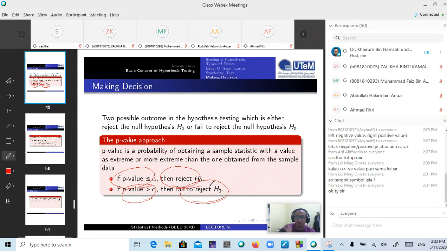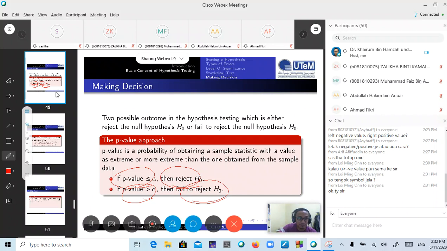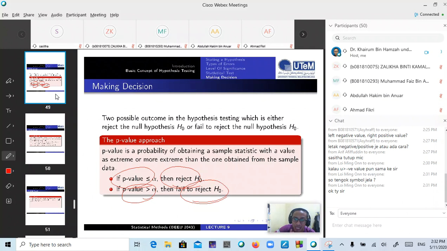How to find the p-value? We will learn later. Right now we are learning how to make a decision first. This one you need to remember: when we reject H0 and when we fail to reject H0. Remember, there is no accept H0. There is only reject H0 or fail to reject H0, or do not reject H0. Why? Don't ask me.